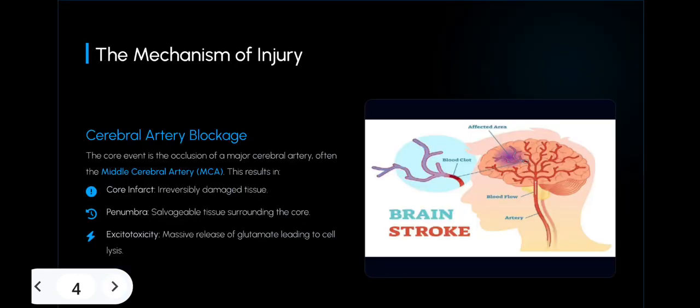The mechanism of injury. Cerebral artery blockage. The core event is the occlusion of a major cerebral artery, often the middle cerebral artery, the MCA. This results in core infarct, irreversibly damaged tissue; penumbra, salvageable tissue surrounding the core; and excitotoxicity, massive release of glutamate leading to cell lysis.